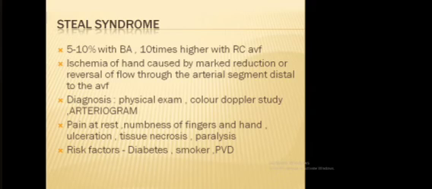How to diagnose Steal syndrome? By physical examination, Doppler study, and angiography. What are the clinical features? Pain at rest. The patient complains of numbness of fingers and hand, sometimes ulceration, tissue necrosis, paralysis. And what are the risk factors for developing Steal syndrome? Peripheral vascular disease, history of smoking, and diabetes. These are the risk factors for developing Steal syndrome.